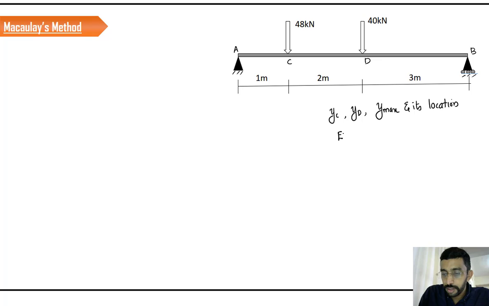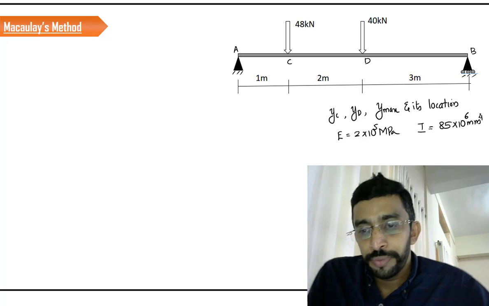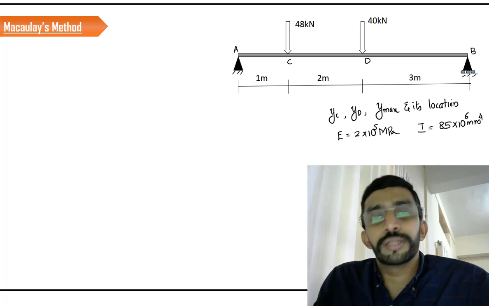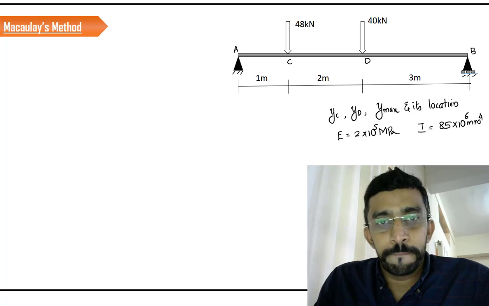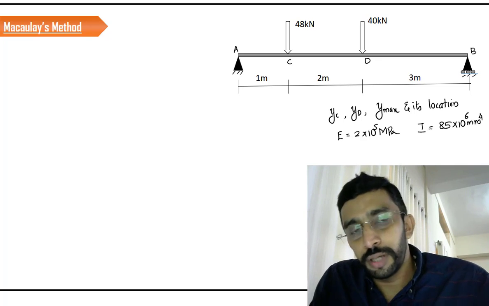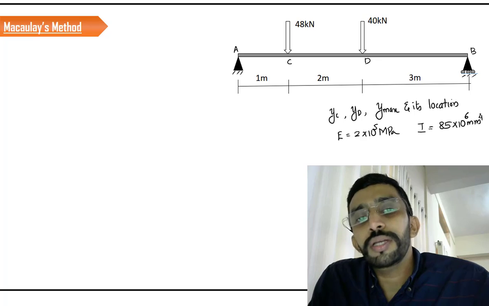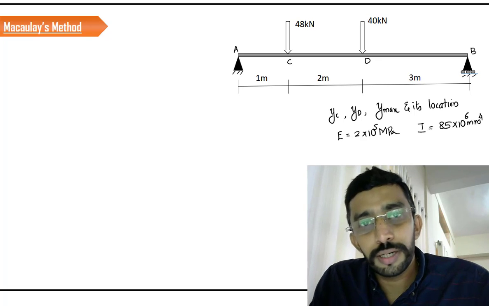They have given that the Young's modulus is 2 into 10 power 5 megapascal and I as 85 into 10 power 6 mm raised to 4. This is the data they have given, and using this data we have to solve this question using Macaulay's method. As I told in the previous session, we have to formulate an equation for the moment which consists of all the three sections AC, CD and DB.